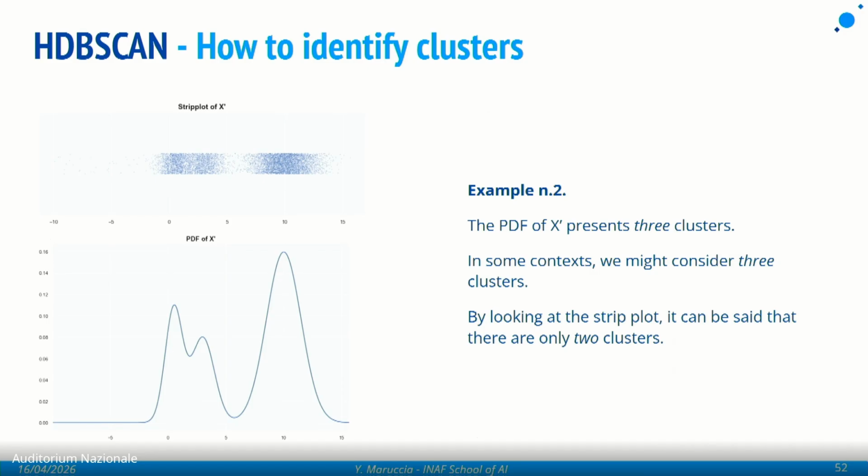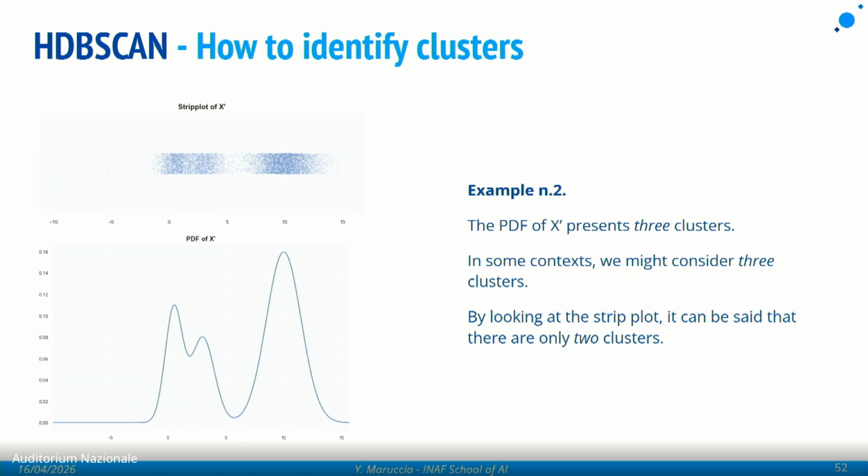Okay, example number 2. The strip plot of X is at the top, and how many clusters do we see if we don't look at the probability distribution here at the bottom?